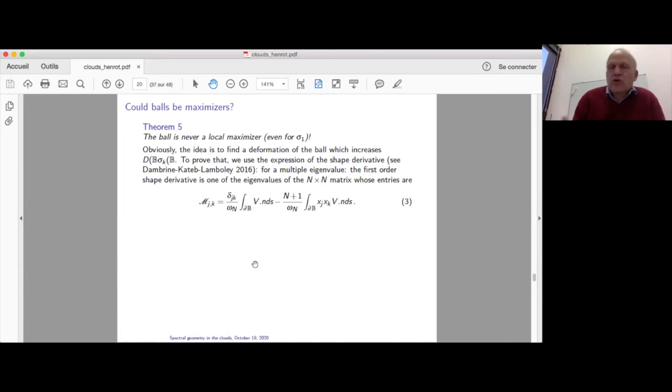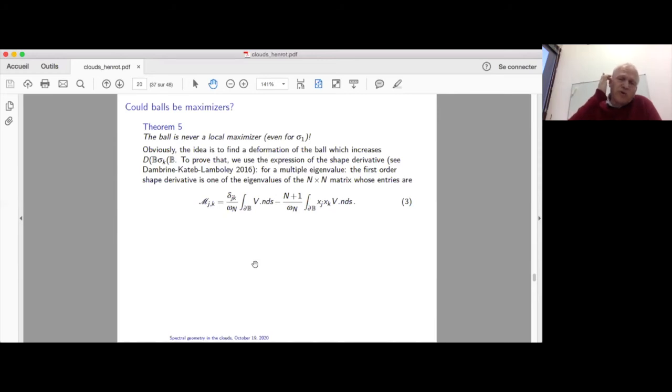Unfortunately, or surprisingly, the ball is never a local maximizer, even for sigma 1. And to prove that, it's one more time a local analysis. We are going to take the ball and find a deformation of the ball which preserves the diameter, and such that the product, because we can look at the product, diameter times sigma k, or diameter times sigma 1, increases under this perturbation.